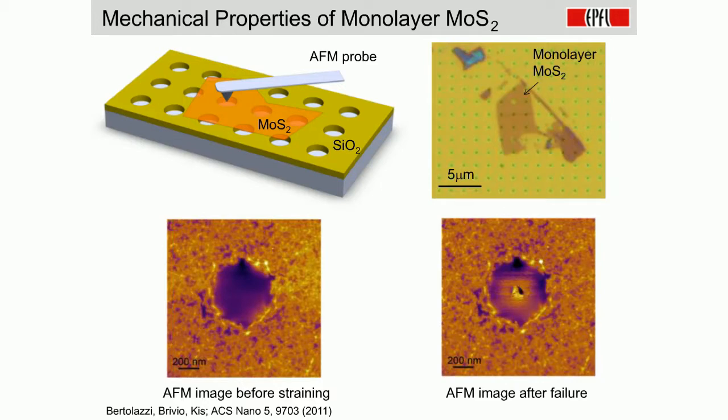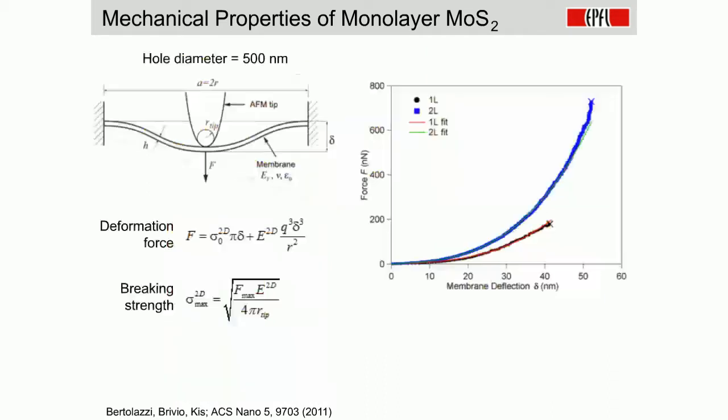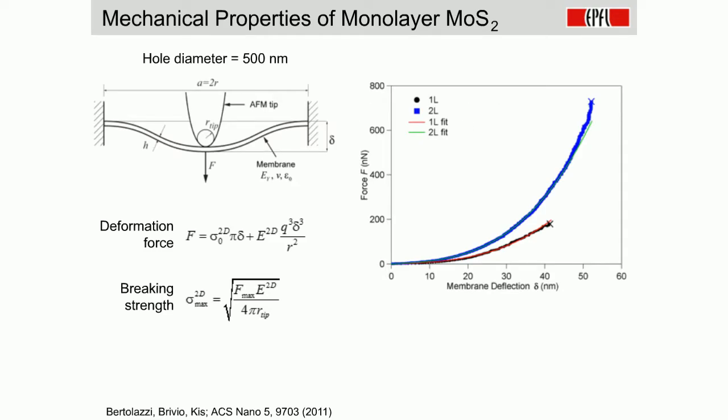It seems to indicate that the material fails as a brittle material, in a similar way as silicon or glass would shatter when you deform them a lot. Now, from the force distance curves, which look like these on the right-hand side, using a model from one of the hardcore mechanics and membrane books, we could actually measure the deformation force, the breaking strength, and the Young's modulus of the 2D film. And we were able to do this on a single layer film.